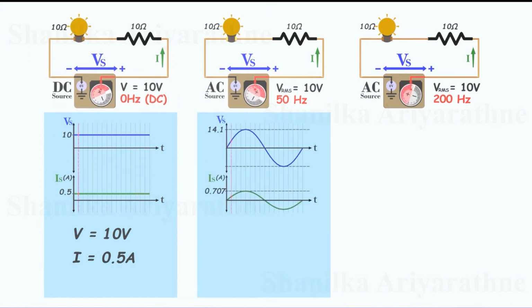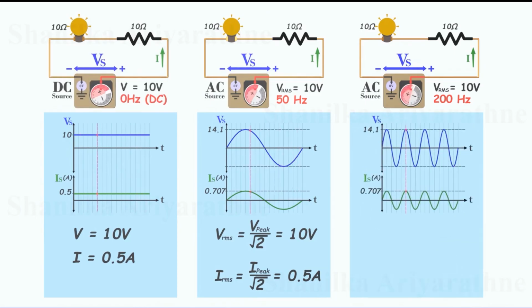Now let's switch to a 50 Hz AC source. The voltage and current both become sinusoidal waves. The peak voltage rises to about 14.1 volts, and the peak current rises to about 0.7 amps. But when we calculate the RMS values, the voltage becomes 10 volts RMS, and the current becomes 0.5 amps RMS.